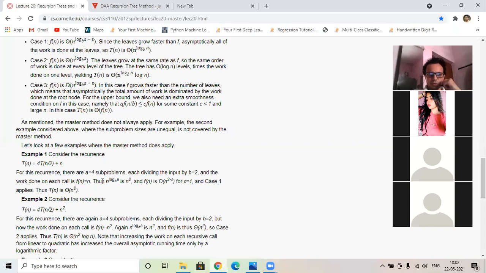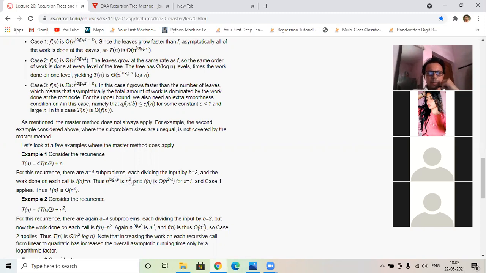Again, if you have not understood, I am telling again: n to the power log A base B, if you calculate, it will be n square, because the A value is 4 and the B value is 2. How is it coming? Because 4 means 2 square, so 2 into log 2 base 2, and log 2 base 2 means 1. So it is n square.